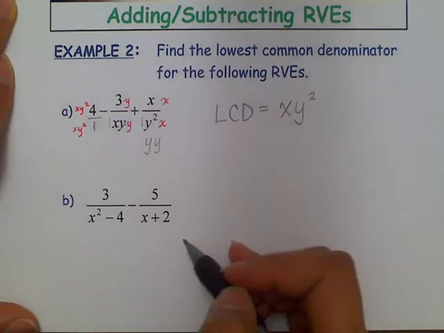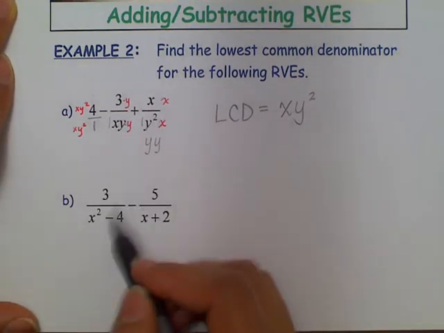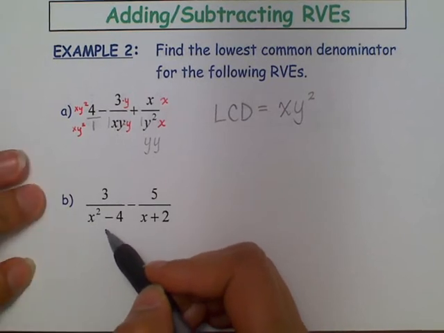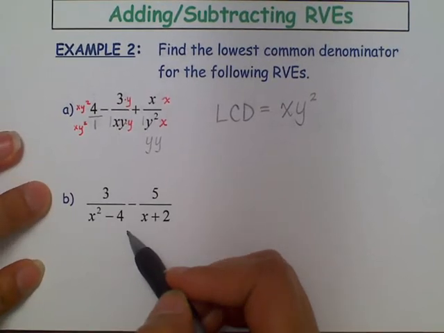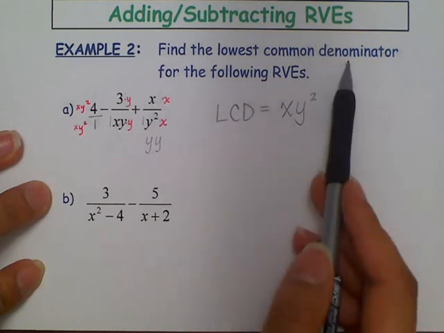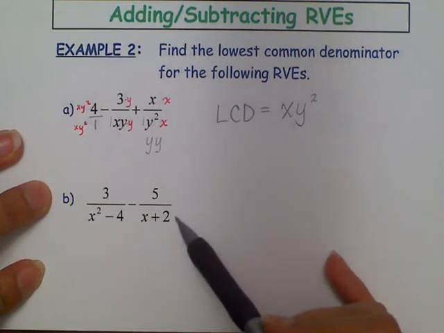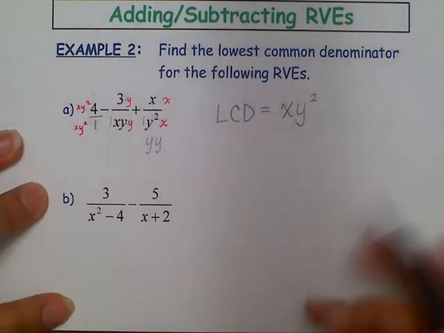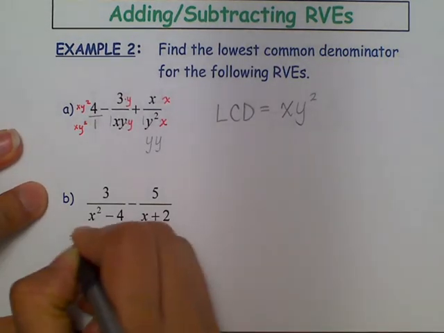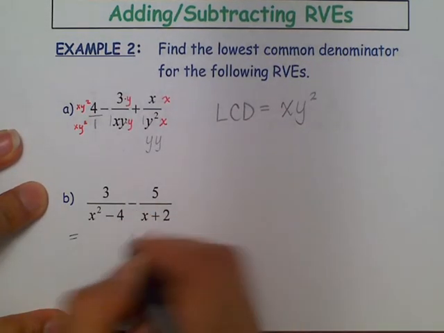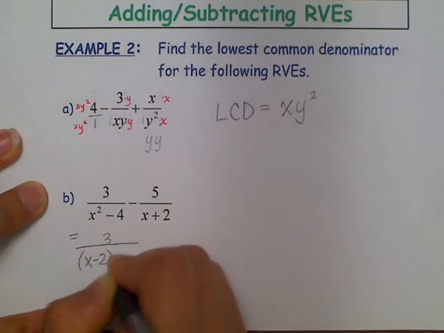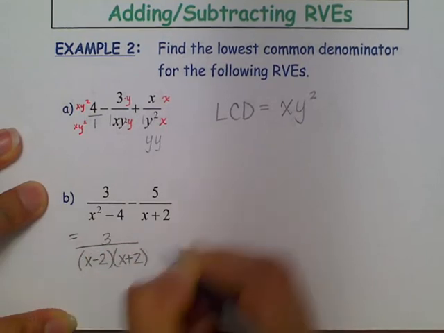Okay, for the next one, notice that in this case the first denominator is not necessarily in the most factored form that it can be in. And so before you try to determine the lowest common denominator, you do need to have it in factored form because you want to know which factors are missing in any one of the denominators. So we need to first write this in factored form. So the first denominator can be rewritten in factored form as x minus 2 multiplied by x plus 2.